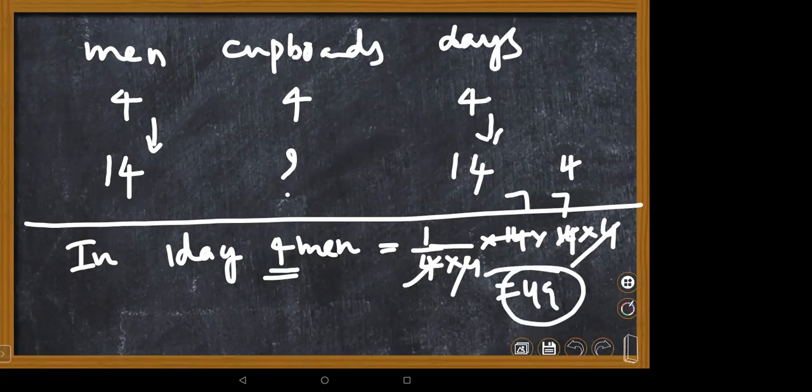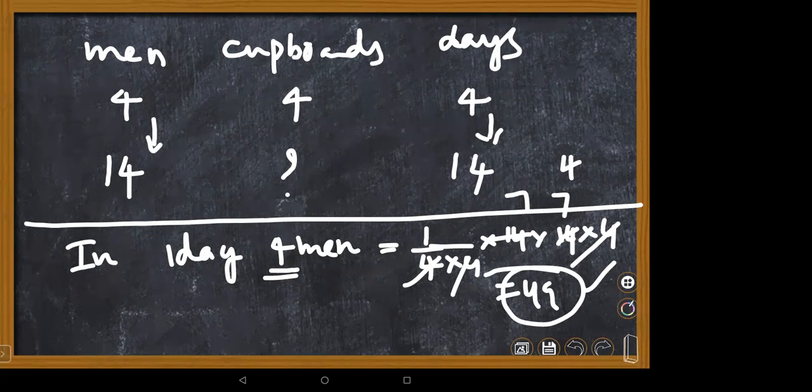Ma'am, is this the correct method to do it? Because in a subjective exam, if it is wrong, they'll not give marks. No, it is the way. First step is in one day. In one day, 4 men can do how many cupboards? In one day, 4 men can do 1 by 4.